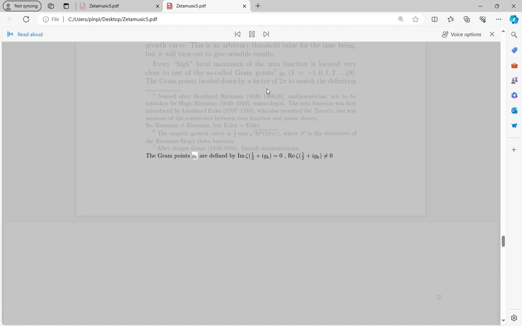The Gram points g_k are defined by Im zeta(1/2 + ig_k) equals 0, Re zeta(1/2 + ig_k) is equal to 0.